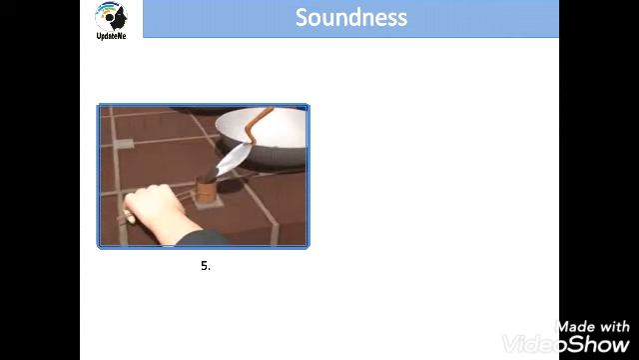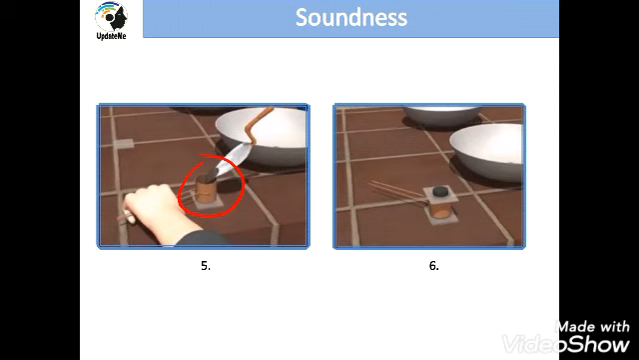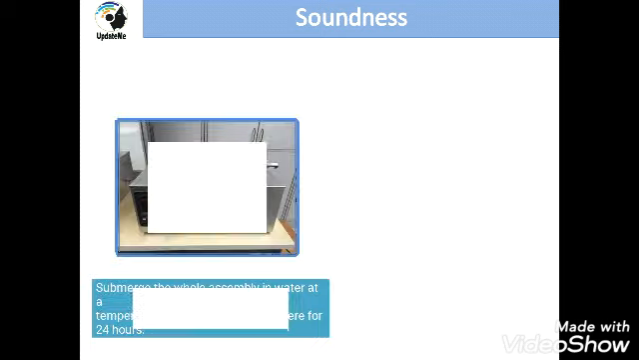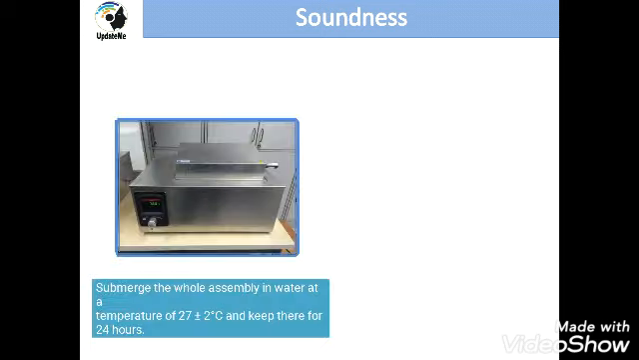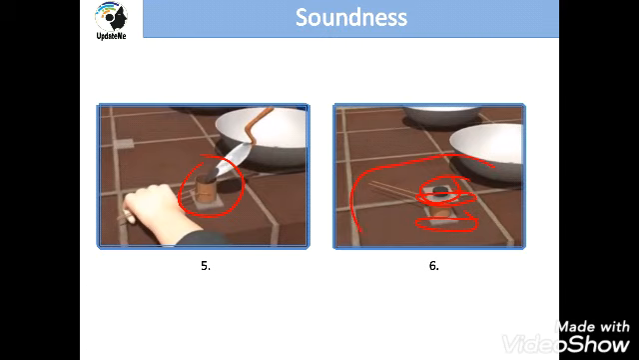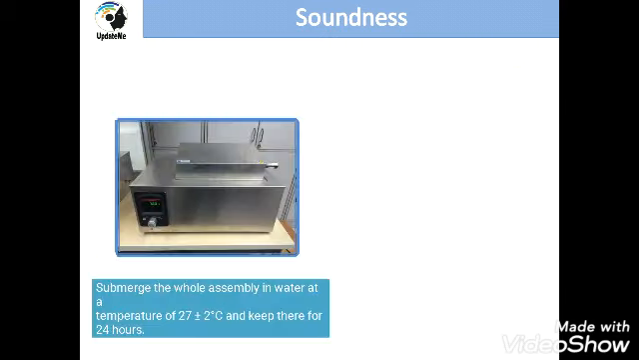After the preparation of the paste, we fill the paste in the Le Chatelier apparatus. We will cover the apparatus on both sides with glass plates, and we will put a little weight on that so that there is no movement in the glass plates. After that, submerge the whole assembly in water at a temperature of 27 degrees for 24 hours. You can see, we should put this assembly in this water bath for 24 hours.